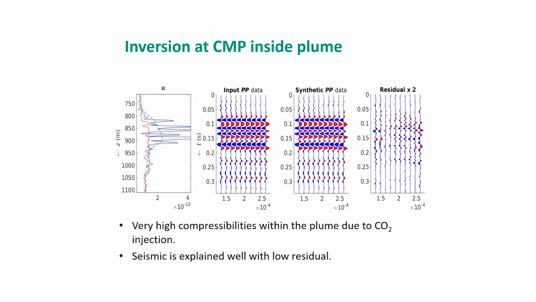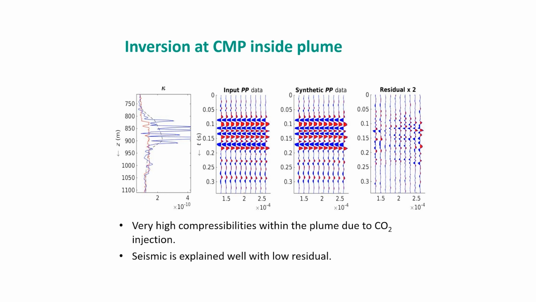Now we move to the center of the plume. Inside the plume, there are no well log data available, but just for reference, I still plot the red curve in the left panel. You can see the background model in the dashed black line, and the inversion result is the blue line. The seismic data has been matched quite nicely again by the synthetics. On the very right, the residual increased a bit, but considering the increase in the seismic amplitudes, that is very much acceptable. Now if you look at the inverted compressibility, you can count up to 6 layers that are apparently CO2 filled after the injection.